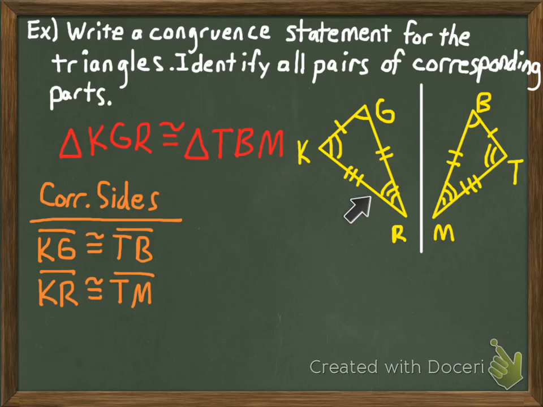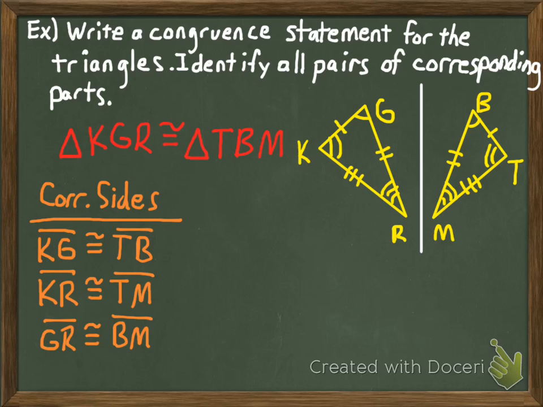I think you see that segment KR corresponds with segment TM, right? Because of the flip. And similarly, segment GR corresponds with segment BM. Now, corresponding sides of figures don't always have to be congruent, but in this case they are, so I just said that each pair of corresponding sides were congruent.